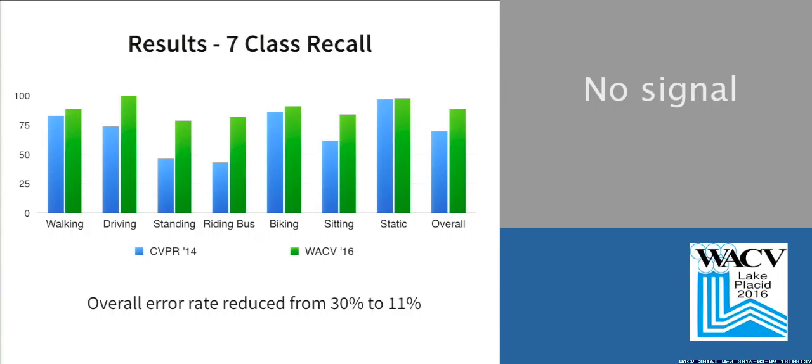So here's a comparison of the results that we got compared to CVPR14. The error rate was reduced from 30% to 11%. We have an improvement over all the classes, and an overall rate of 89% accuracy on these 7 classes. On the 14 classes, we have 86%.